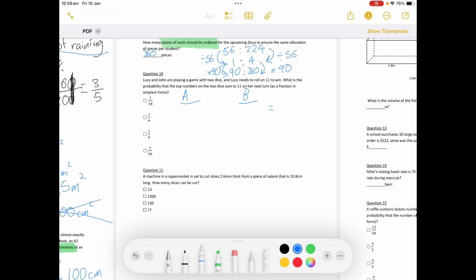Now, if they add up to equal 11, then what you are looking for is one of the dice to have a 5. So I can have dice A roll a 5 and dice B roll a 6, or I could have it the other way around, really.